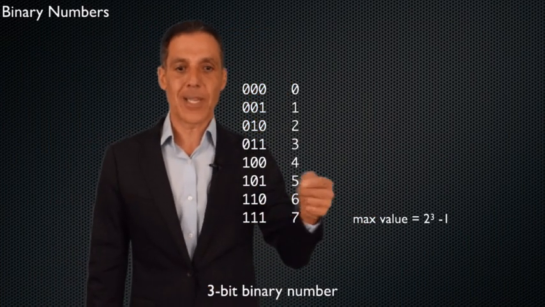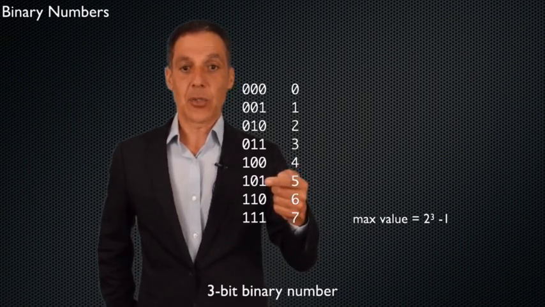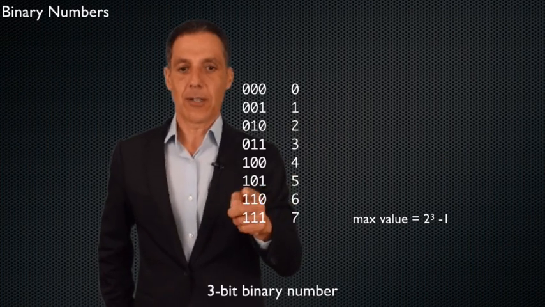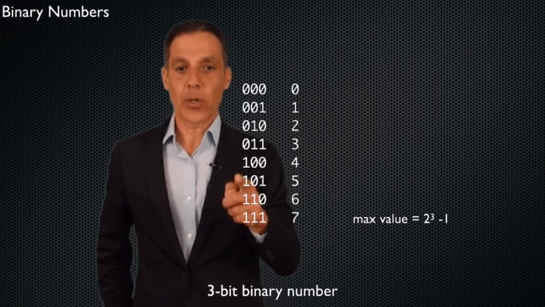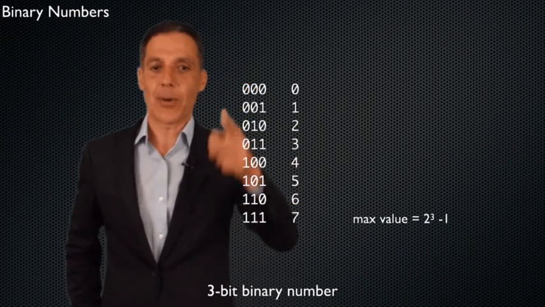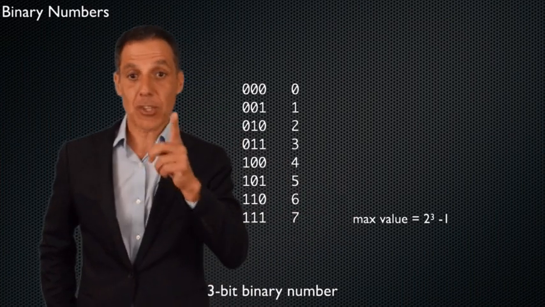So let's do, say, 5 here. How do I know that this is 5? This is 2 to the 0. What's that? 1. That's a 0, so I don't care. This is 2 to the 2. That's 4. 4 plus 1 is 5. Go through each one of these, please, at least in your head, and convince yourself that you get these numbers here. Okay, so that's a 3-bit binary number.